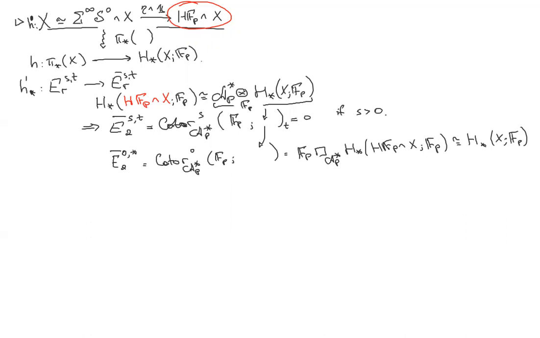Yes, so now we can just consider the following diagram. We have pi star of X, the homology of X with F_p coefficients.